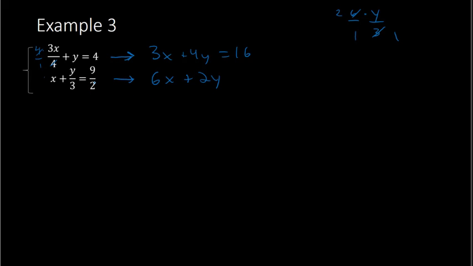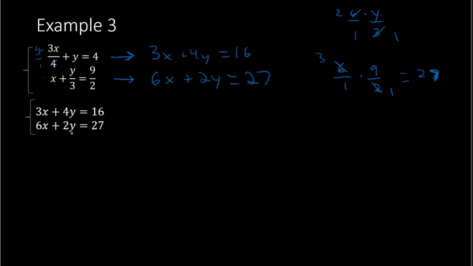And then 9 over 2, multiply by 6 as well. So 6 times 9 over 2. The 6 divided by 2 would give me 3 over 1, which would give me 27. It's 27. Alright, so on the right side, we get 27 over here.